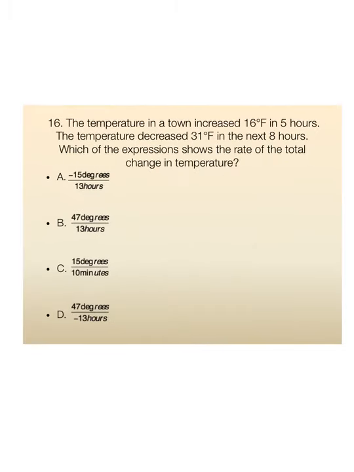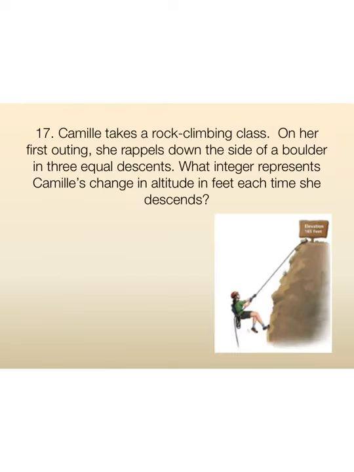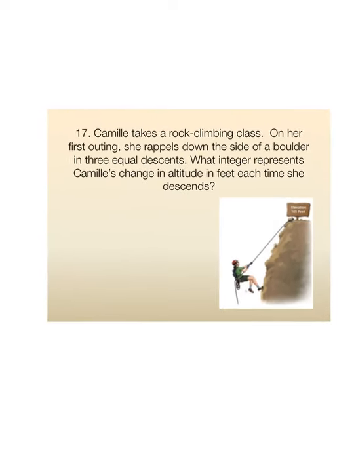Okay, and on 16, we're actually going to skip this one, guys. So look at number 17. Okay. Camille takes a rock climbing class. On her first outing, she rappels down the side of a boulder in 3 equal descents. What integer represents Camille's change in altitude in feet each time she descends? You have to look over here and see that her elevation is 165. So she's going 165 divided by 3, which is a negative 3 because she goes down. And if you put that into your calculator, you get negative 5.5.